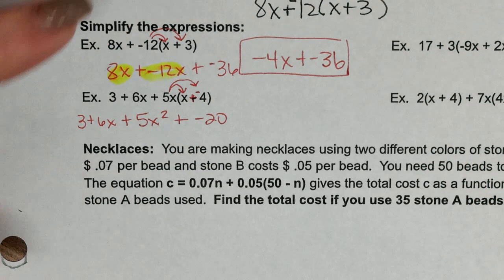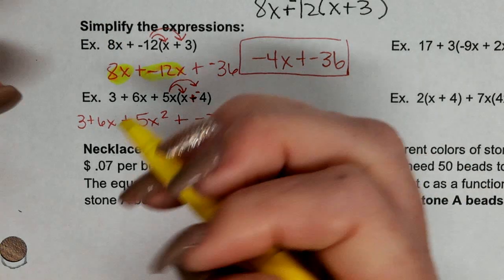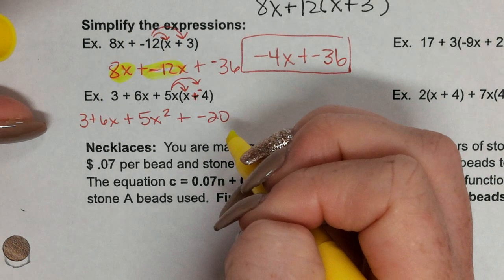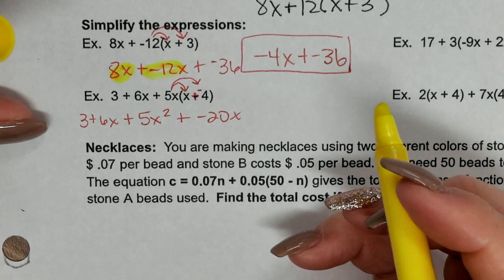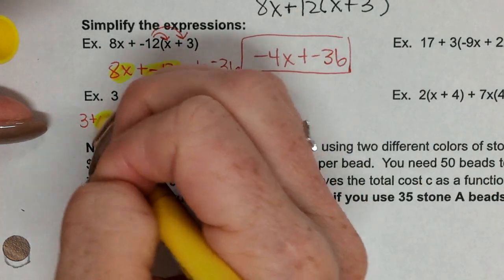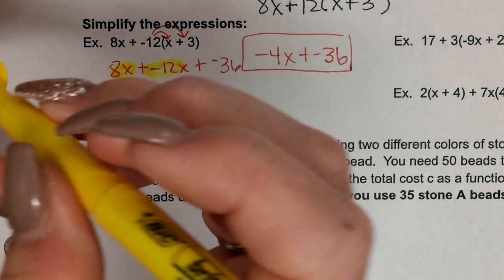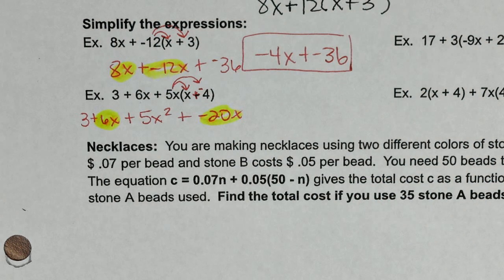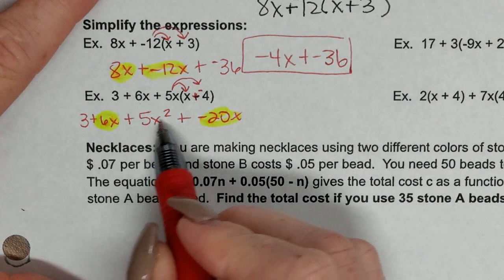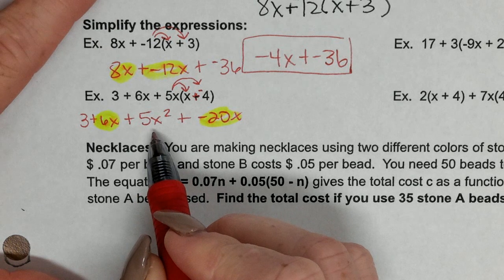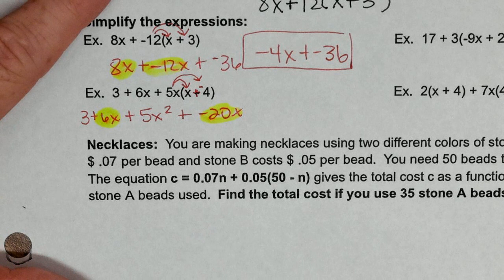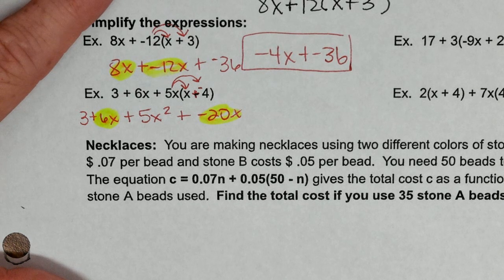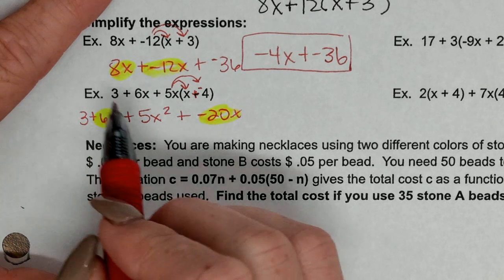Now we're going to look for like terms. I can combine this, oh, what did I forget? I can combine this 6x with this negative 20x. Yes? Can I combine it with this x squared? No. If you made a mistake, do you see where you messed up? All right. Let's make sure we did it right.